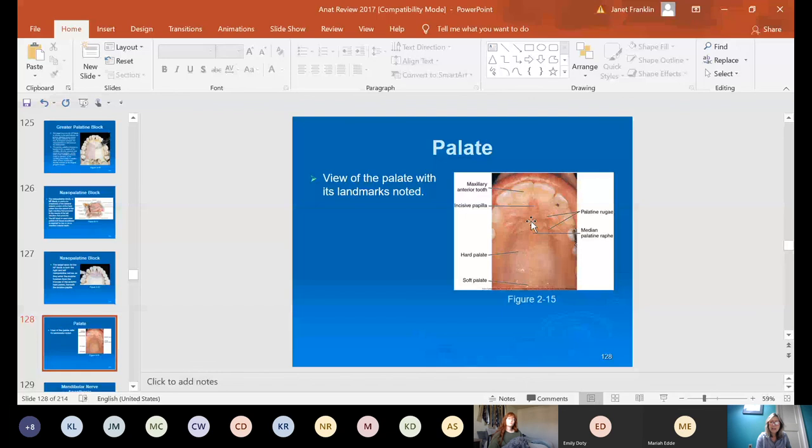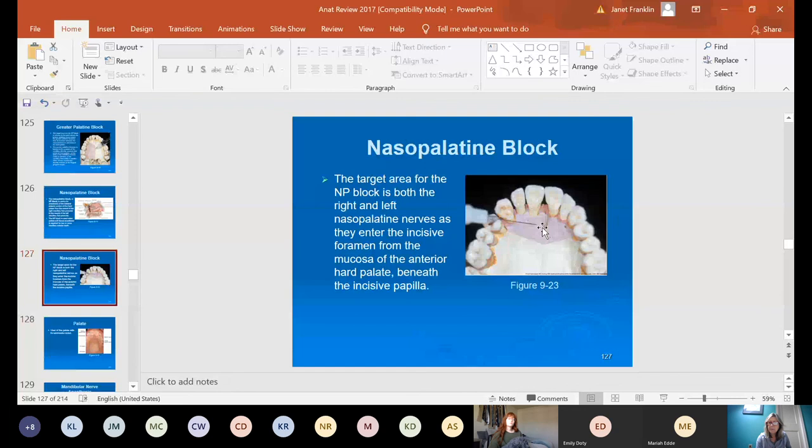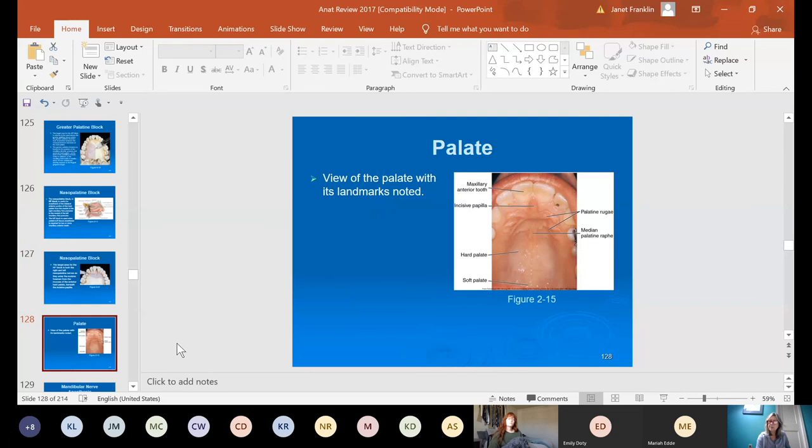Just like when you look at the hard palate, right here is your median palatine suture. Can you see that suture line right there? That's your median palatine suture. That's where the two bones come together. But when you're looking in a person's mouth, you don't see the two bones. You see the median palatine raphe. See that thicker tissue, that more calloused looking tissue? That's the median palatine raphe. It covers the median palatine suture. Then you have your palatine rugae, which are all these little wrinkly things back here.